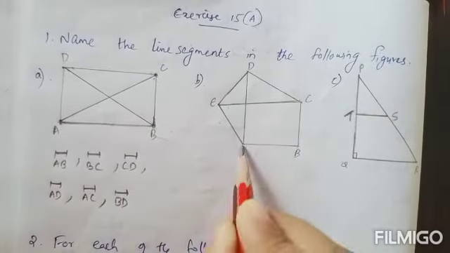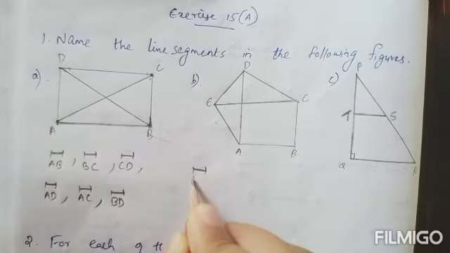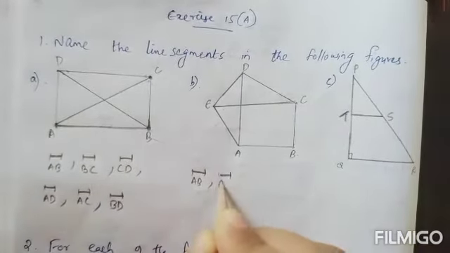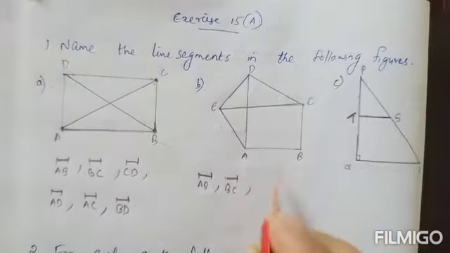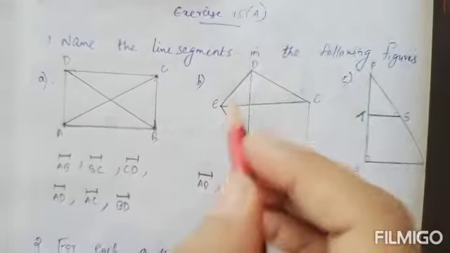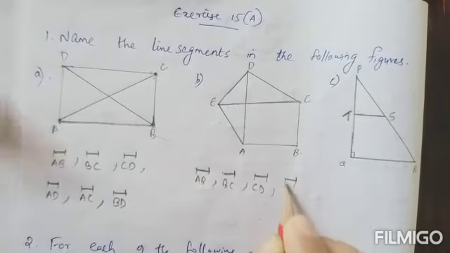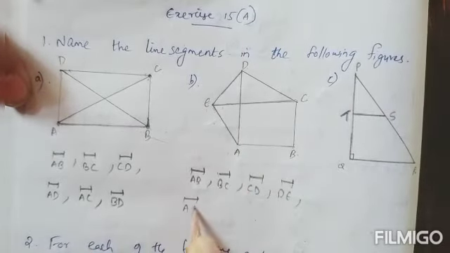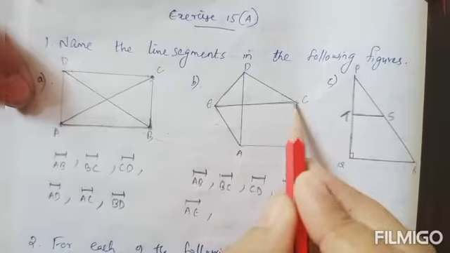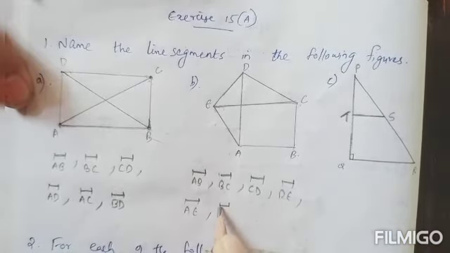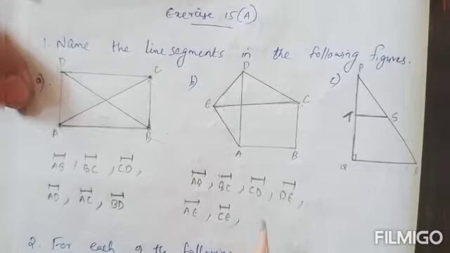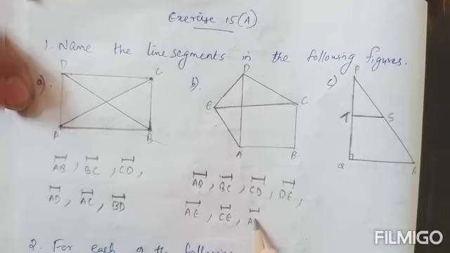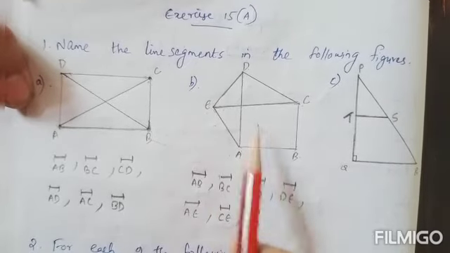Again you can write AB. 2 points A and B joined by a straight line. So line segment AB. Similarly, line segment BC is there. Then line segment CD is there. Line segment DE is there. Then line segment AE is there. Then you can see here EC or CE, line segment EC or CE, anything you can write. Line segment AD. So these many line segments are there in this figure.